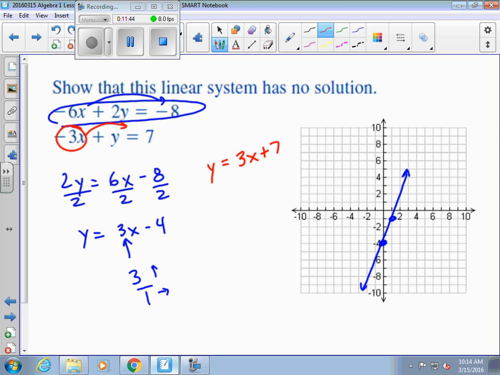So again, mx plus b. Your b value tells you to begin right here at 7. Your slope value, again, is 3 over 1. That tells you to go up 3 and to the right 1. So up 1, 2, 3, and to the right 1.